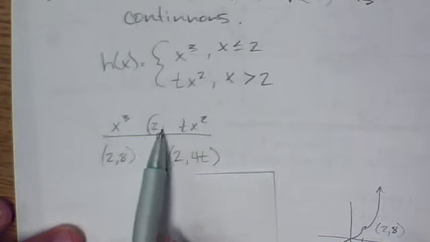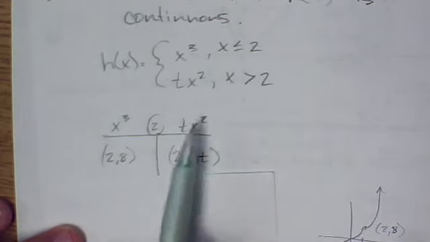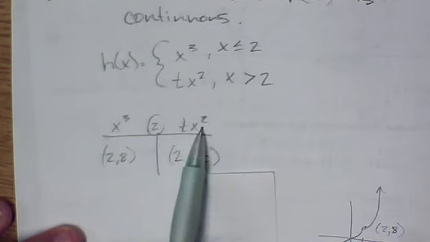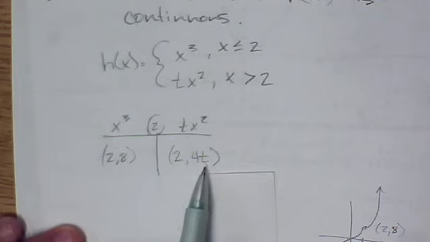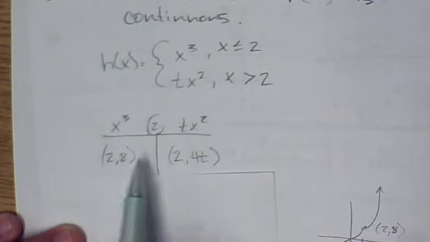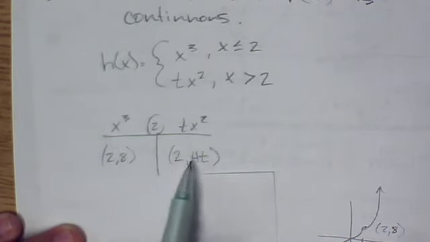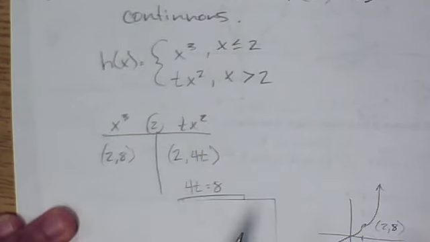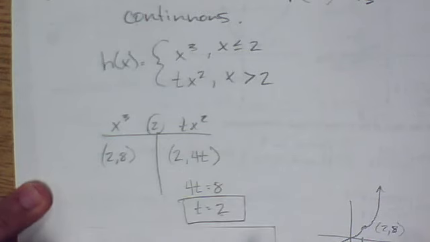Your 2 will help you. That's your domain there. Your 2 will help you find your key points. So I plug 2 into x cubed and I get 8. When I plug 2 into tx squared, I get 4t. Since it's continuous, they have to share this common y value. They have to share a common point there. So we'll just take 4t and set it equal to 8 and solve. And we get t equals 2.